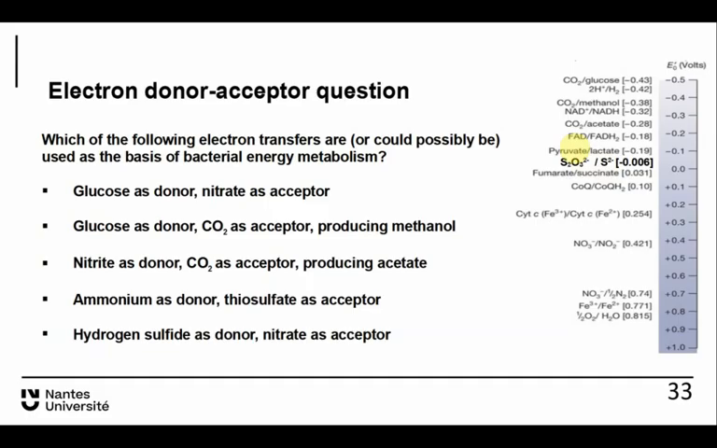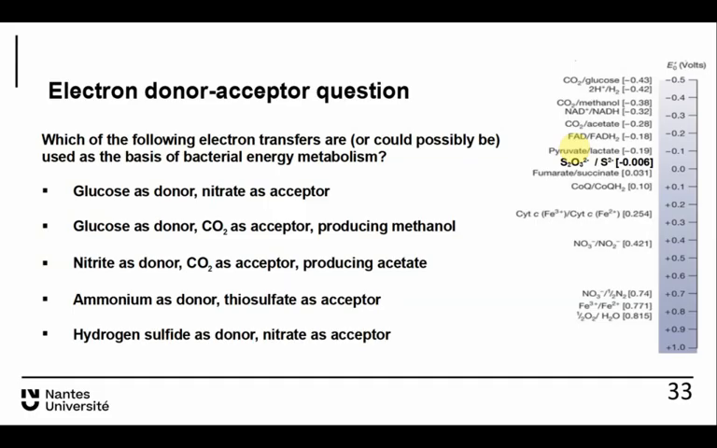Okay, so what is happening here? Hydrogen sulfide as a donor. Hydrogen sulfide is up here. Nitrate is the acceptor. Nitrate is down here. So yeah, it will work. This is favorable. It's the opposite of this one, basically. This way around, it can't work. This way will work.